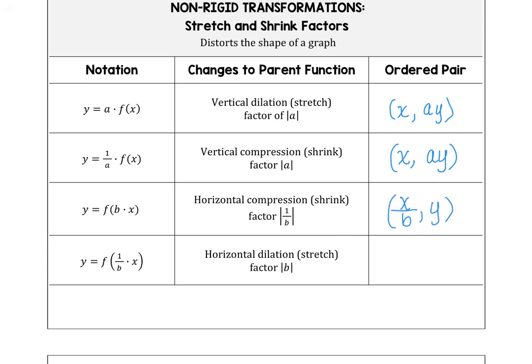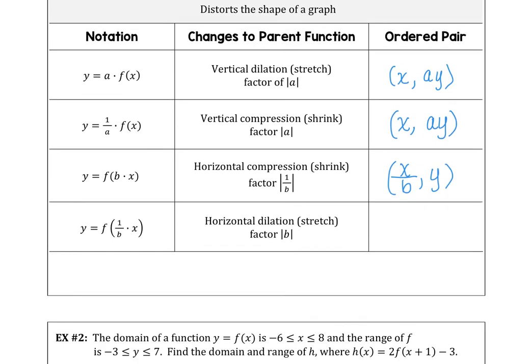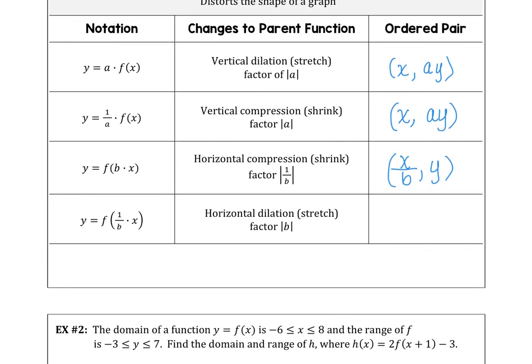And the last transformation is going to be a horizontal stretch. When the b value is a fraction, we would multiply the domain by the b value factor and then keep the y. And I'm using absolute value in each one of these cases because those values could be negative, which cause reflections like we saw on the first table.